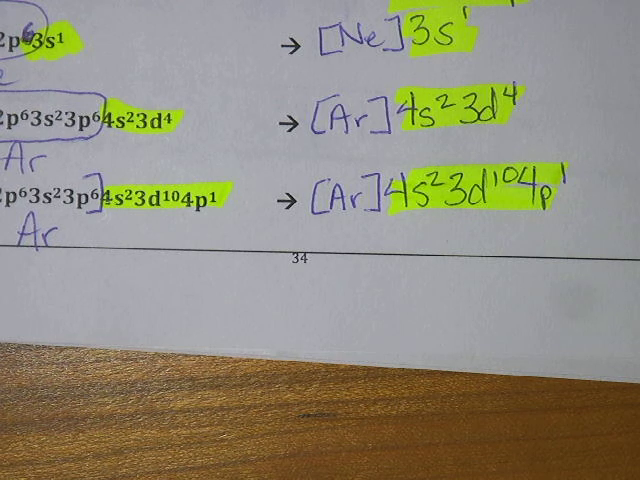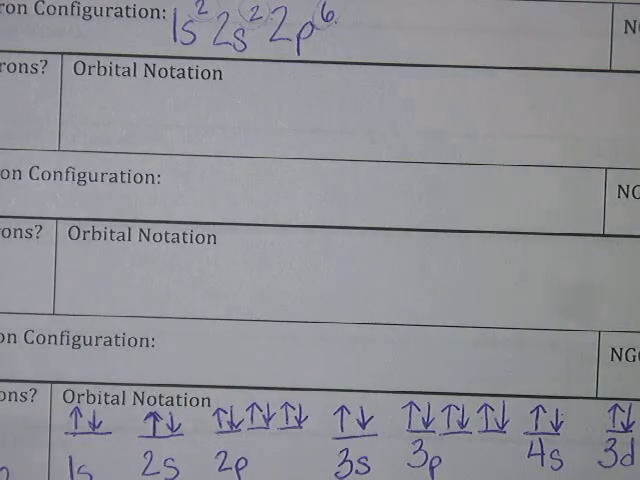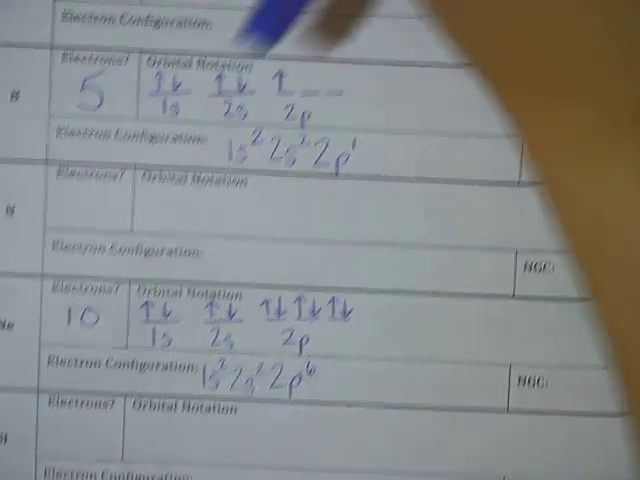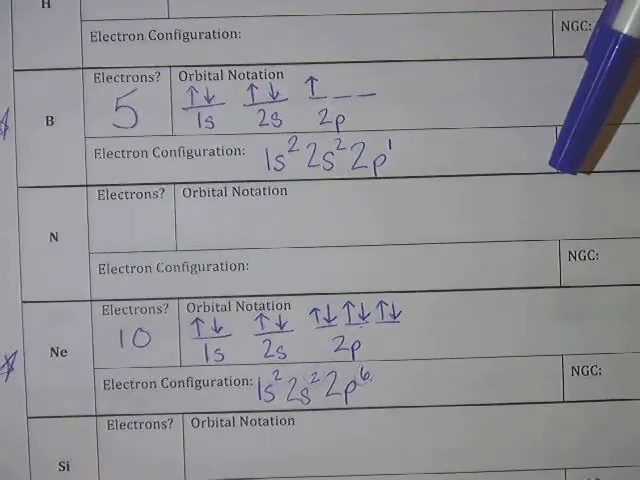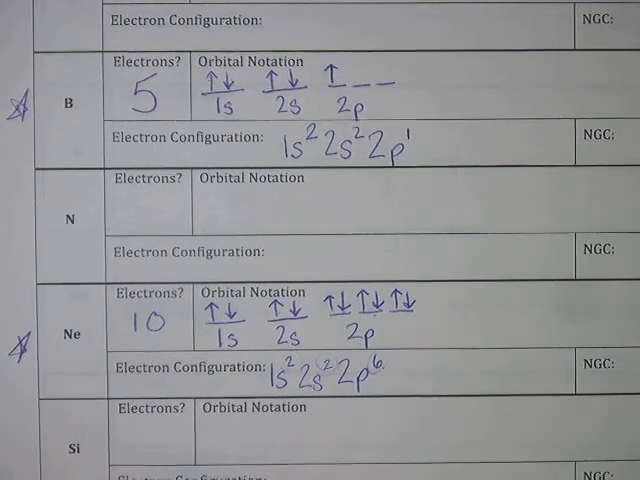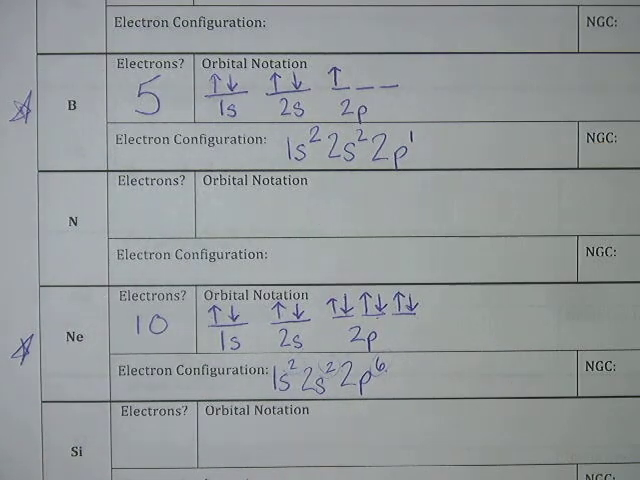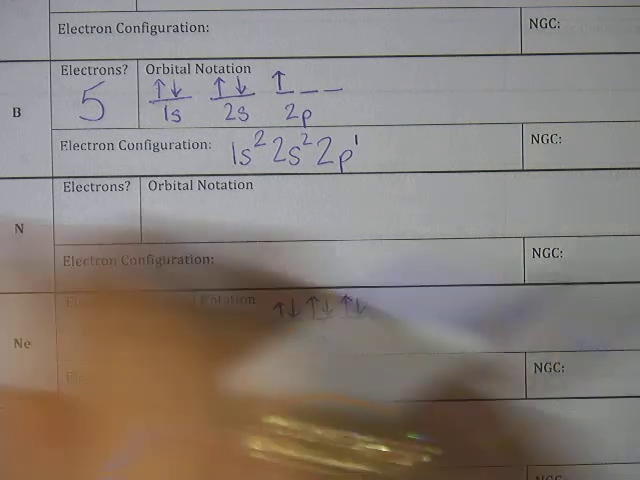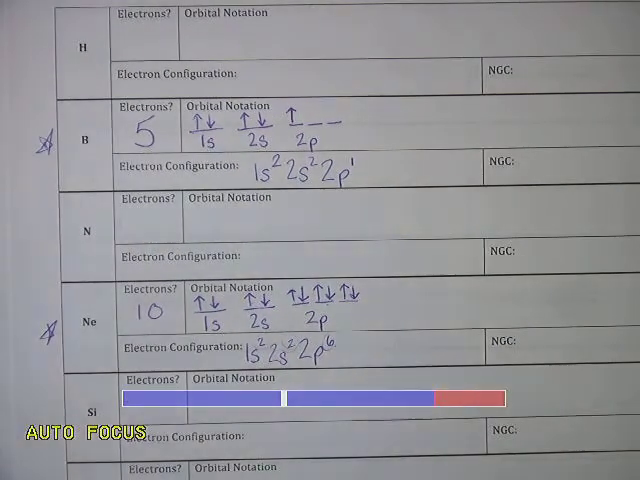So having talked about that, let's try it on these same practice problems we've been looking at on page 34. So we'll try it for boron, neon, and iron. Boron, 1s2, 2s2, 2p1. If I want to write the noble gas configuration, I need to find the noble gas that I can substitute in.